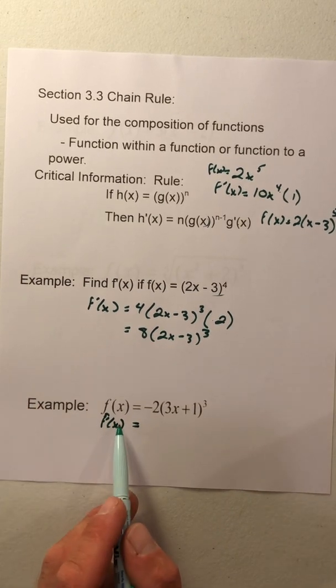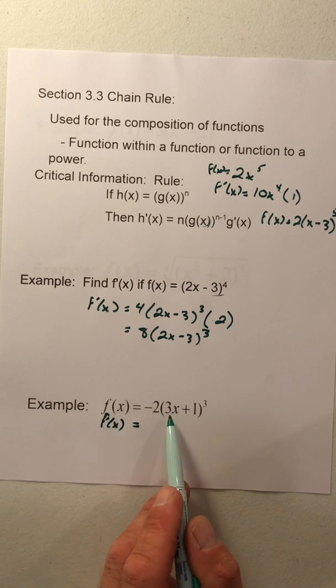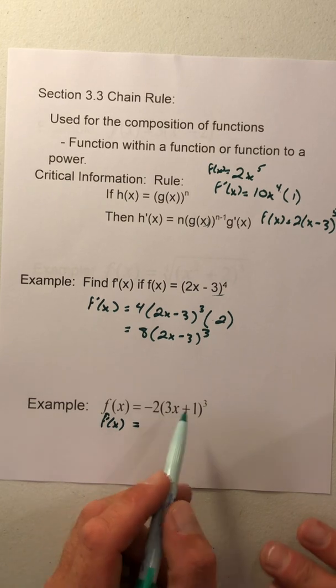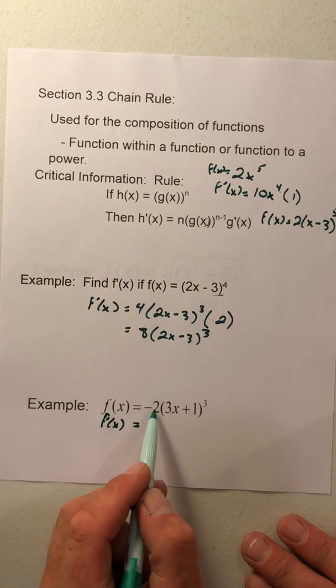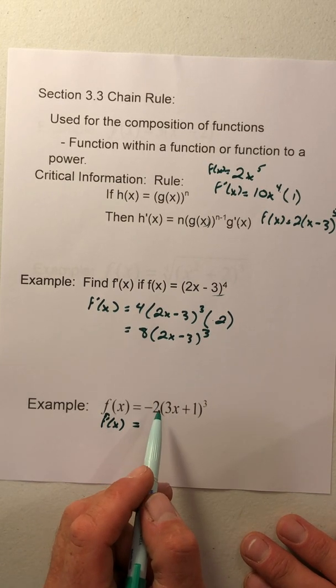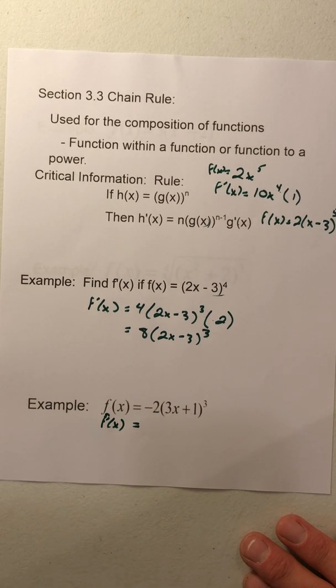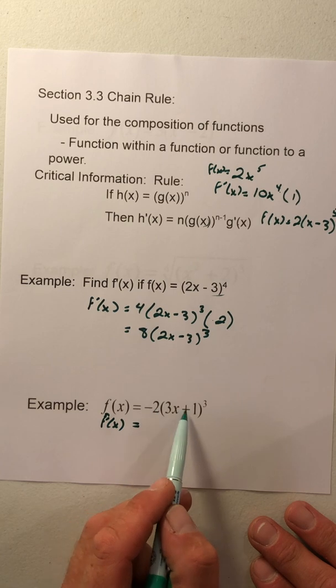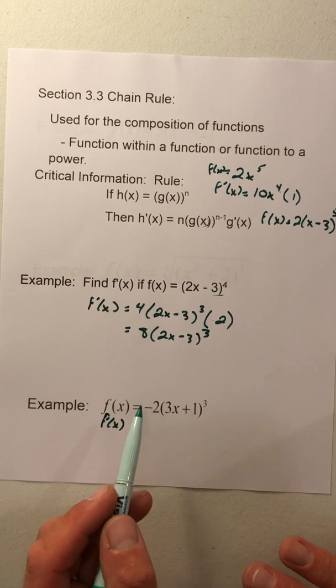So, f prime of x here, we have negative 2 times (3x plus 1) to the third is our original function. Can we find the derivative? Notice that negative 2 does not have a variable. So these are going to be nice, clean chain rules today. We're eventually going to put an x with that, which then we get a product rule and a quotient rule together.